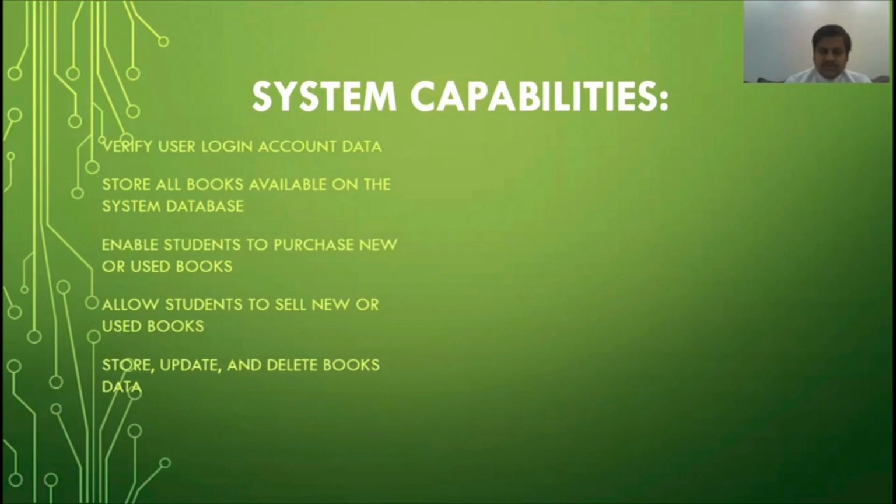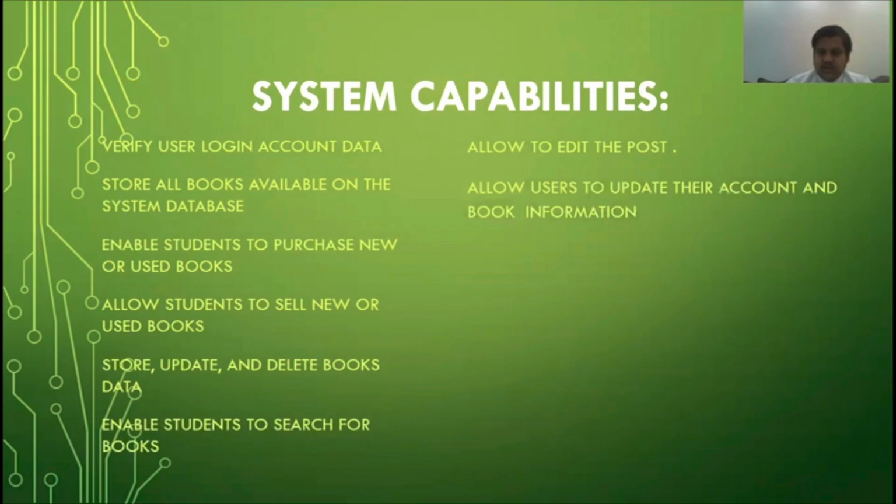You can do all these things with the website. The second one is to enable students to search for a book. You can search for any book that you want, and if it's there, you can buy it. The next one is to allow editing the post. If you post something, you are able to edit it if you want to change the price or the information or anything. The second one is to allow users to update their account and book information. Like the condition of the book, you can change it if no one buys your book and damage happens to that book.